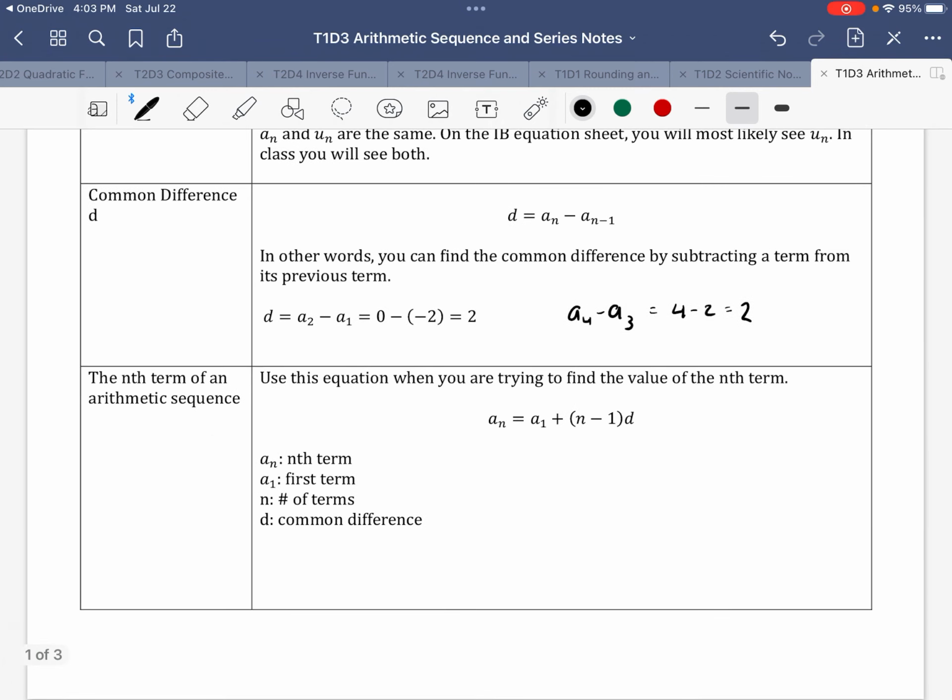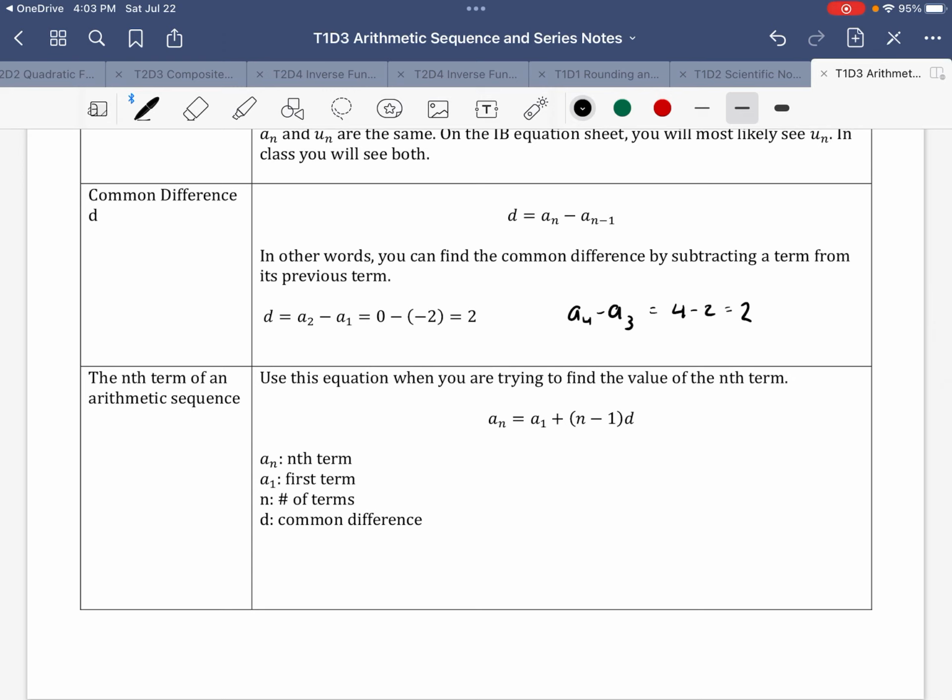Now, a very common question with arithmetic sequences and series is, well, here's a pattern. What is the 20th term? What is the 100th term? And you could write out 0, 2, 4, 6, 8, 10, 12, so on and so forth, until you get to the 100th term. You could. But that is really, really time consuming. So this equation can help us figure out what an nth term is without actually calculating every single value.